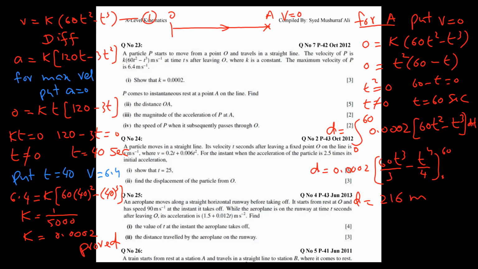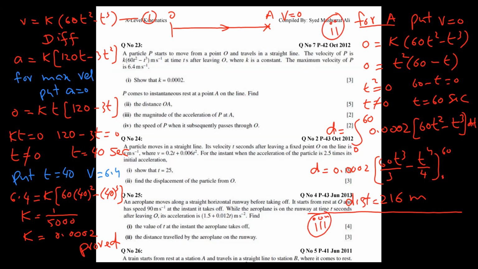So Alhamdulillah Rabbil Alameen, the ultimate distance becomes 216 meters. So Alhamdulillah, 5 marks confirmed. And now I'm going for the next 2 marks, the magnitude of acceleration at A. At A, you have a time of 60. So this is the easy part, part number 2. And now I'm going to part number 3.